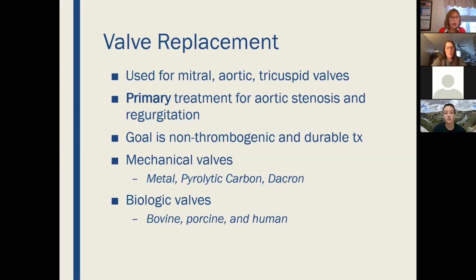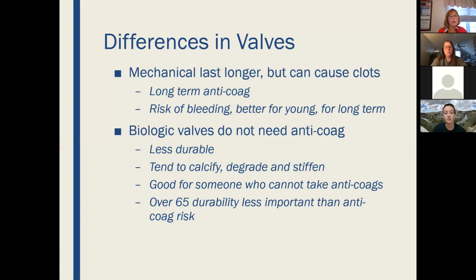Bovine, that's from your cows. Porcine, that's from your pigs. Those work too. And there's usually some man-made piece involved in pulling this tissue together, but it's not a completely artificial valve. So let's look at a few of these. Oh, it's the next slide.